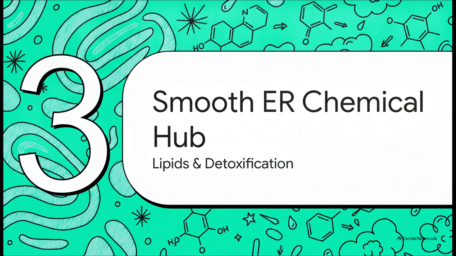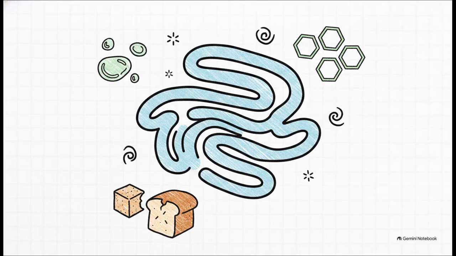Moving right along to Section 3, smooth ER, the chemical hub. Now, this chemical hub handles a highly diverse portfolio that's literally critical for your body's survival. The smooth ER is the primary manufacturing site for essential cellular lipids, including phospholipids and cholesterol. You need those to build cell membranes and organelle membranes. But it doesn't stop there. In certain specialized cells, the smooth ER is entirely responsible for producing steroid hormones, like testosterone, estrogen, and cortisol. On top of all that, it plays a vital role in metabolizing carbohydrates.